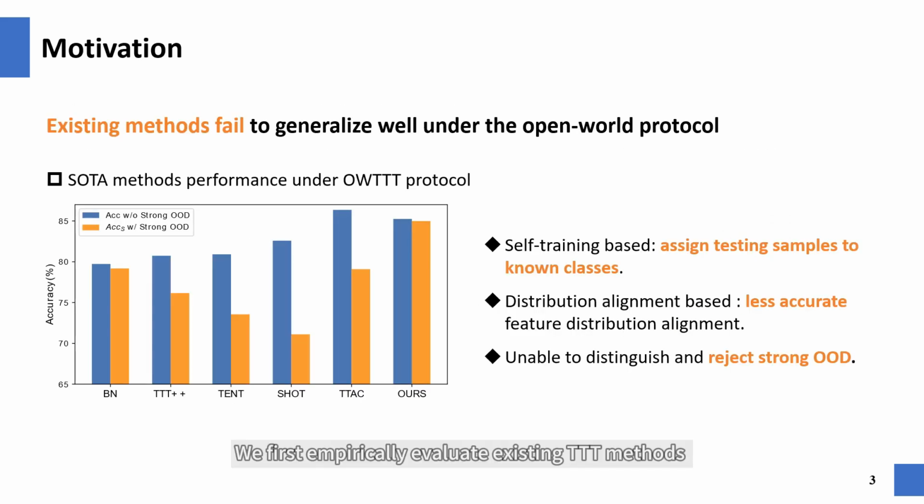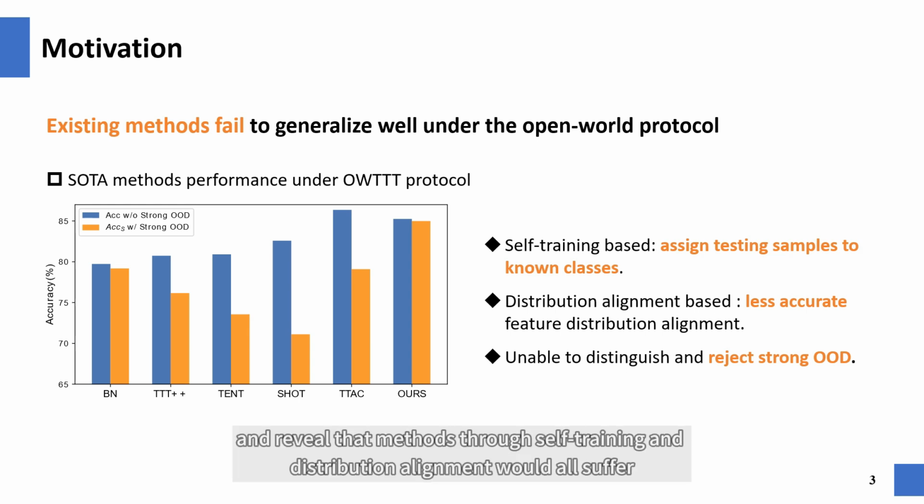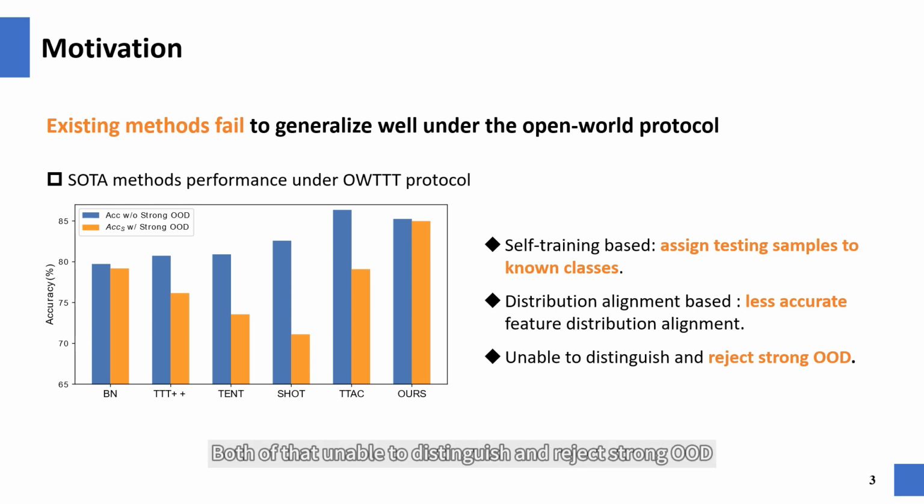We first empirically evaluate existing TTT methods and reveal that methods based on self-training and distribution alignment would all suffer, both of them unable to distinguish and reject strong OOD, which causes potential risk.